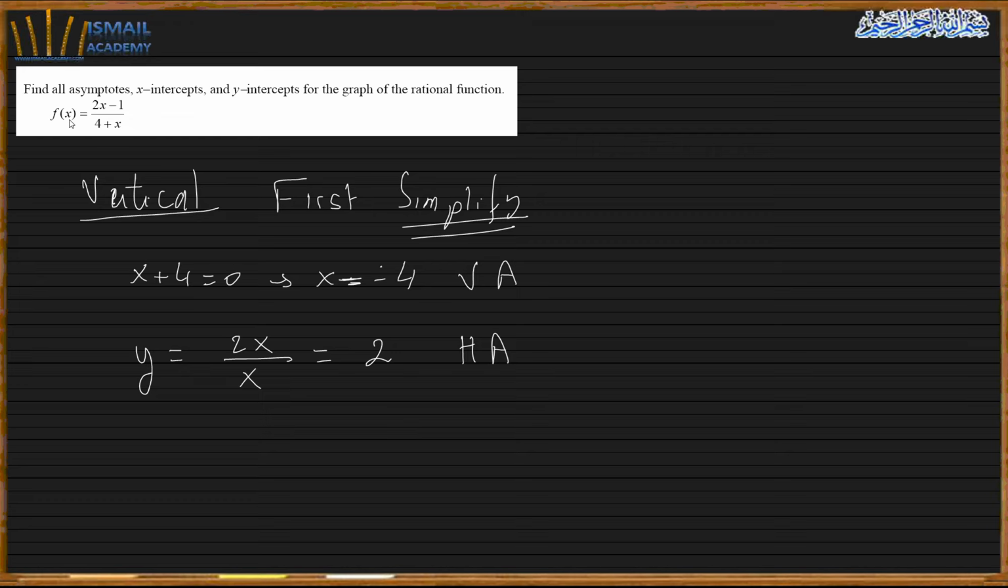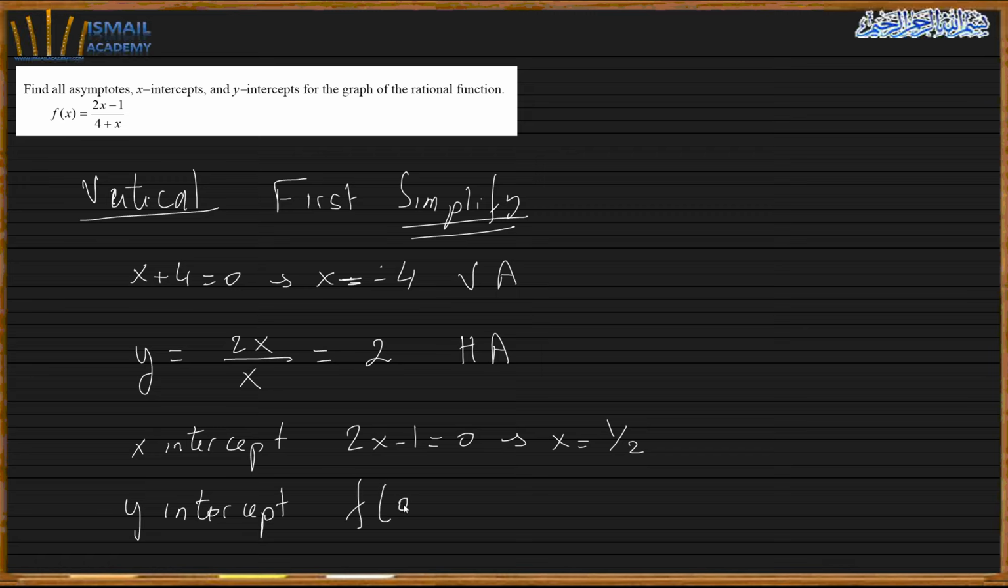Now for the x-intercept, I just make the numerator equal 0. Because this is rational, to make the fraction equal 0, you make the numerator equal 0, we don't make the denominator. So I get 2x minus 1 equals 0. That means I will have x equal a half. So this is easy to do. For the y-intercept, substitute x by 0. So I just look for f of 0, which is going to be minus 1 over 4, and this will be my y-intercept. So I hope it's clear and you get the idea how to find out the vertical and horizontal asymptote.